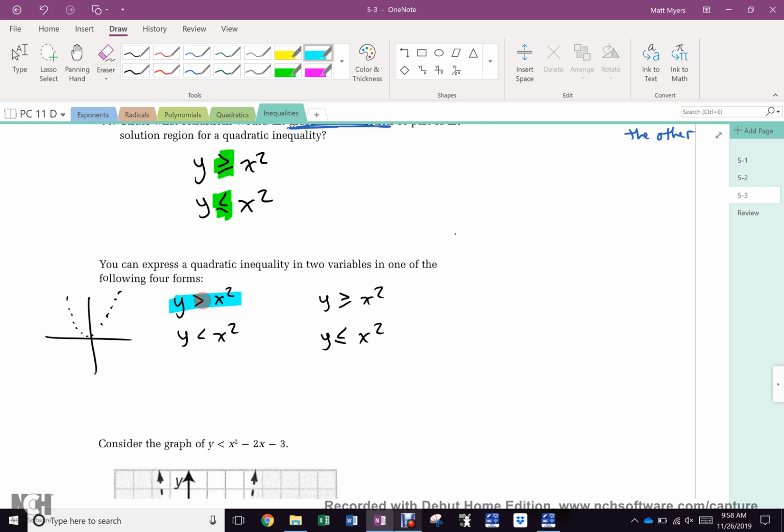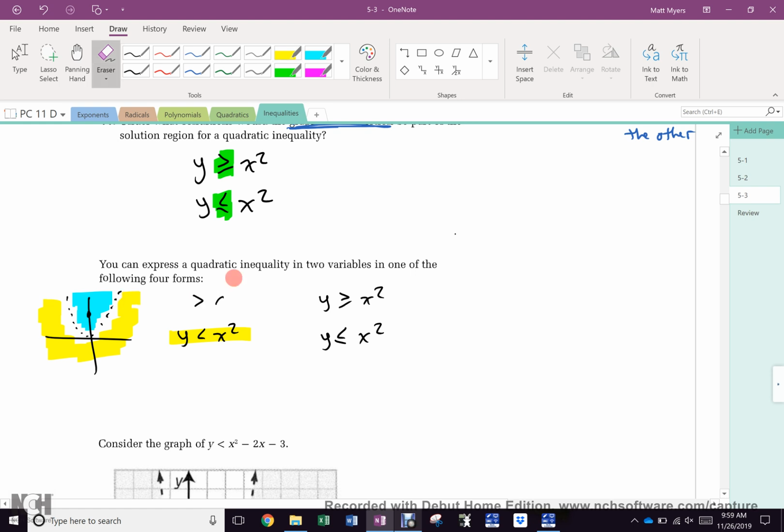So, what would be a good test point for inside? Right there, yeah? I would use 0, 1. Right? 0, 1. Is 1 greater than 0? So, is this part of the solution? So where do I color? In there. Then this one is where? Out here. Everyone agree?